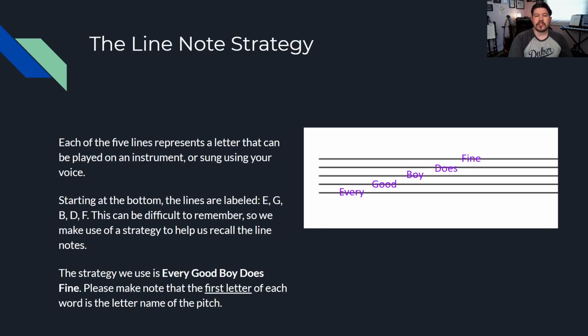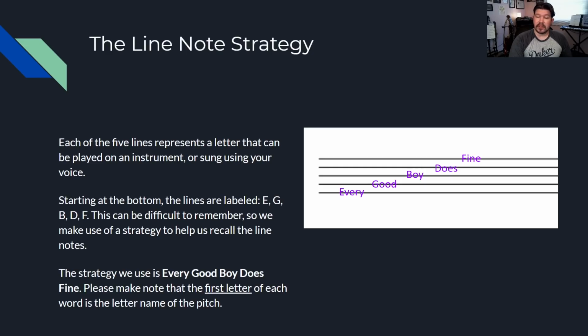So the line note strategy has a 5-word sentence that we should recall that is going to show us what each of those 5 lines are. So if we start at the bottom, it is E, G, B, D, and F. So unless you want to remember those numbers, we are going to use the strategy Every Good Boy Does Fine. So we only use the first letter of each word to name the pitch.